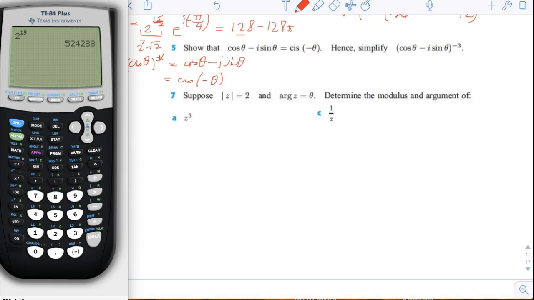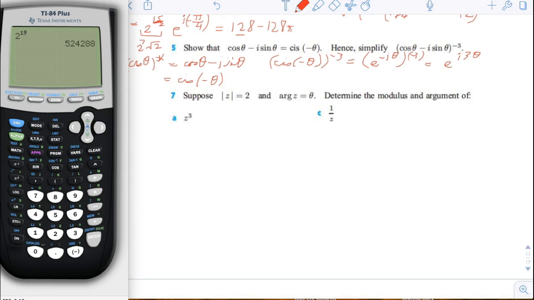Okay? Hence, simplify cosine theta minus i sine theta to the negative third. So that would be cis negative theta to the negative third. And remember, that's the same thing as e to the negative i theta to the negative third. And we can multiply the exponents, so it'll be e to the positive i 3 theta. And that's it, I think.